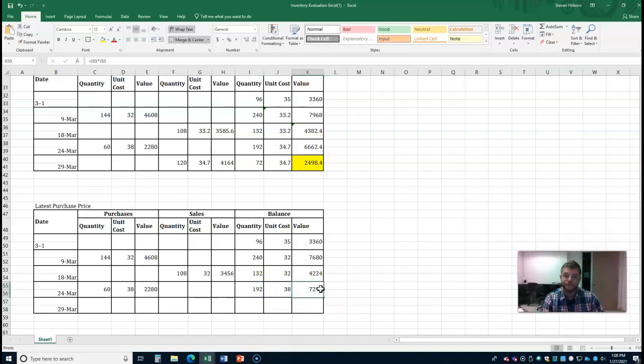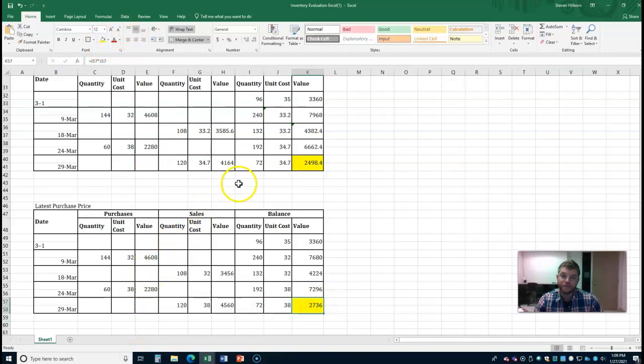Now it's worth $7,296 versus $6,620. So we went from having a lesser amount of inventory over these, but as soon as we purchased something that had a higher latest purchase price, our inventory valuation went up as well. And then we're going to sell 120 of them at that $38 price point, which leaves us with 72 at $38, and whatever that will be is $2,736.